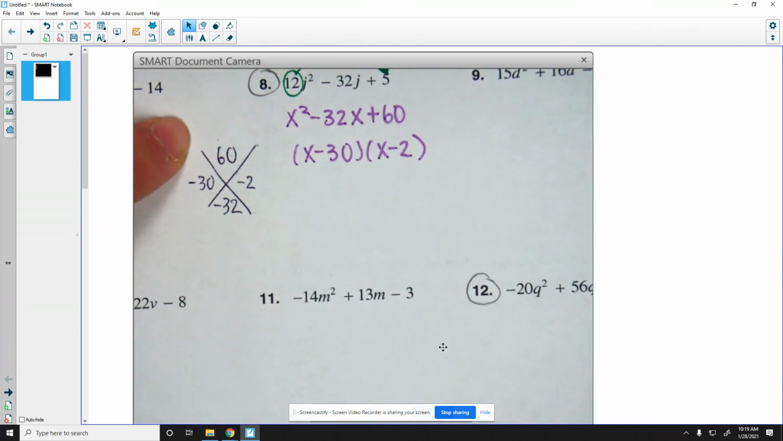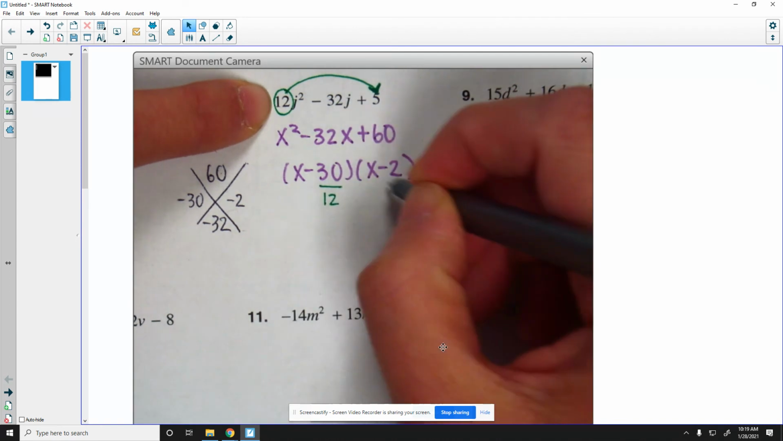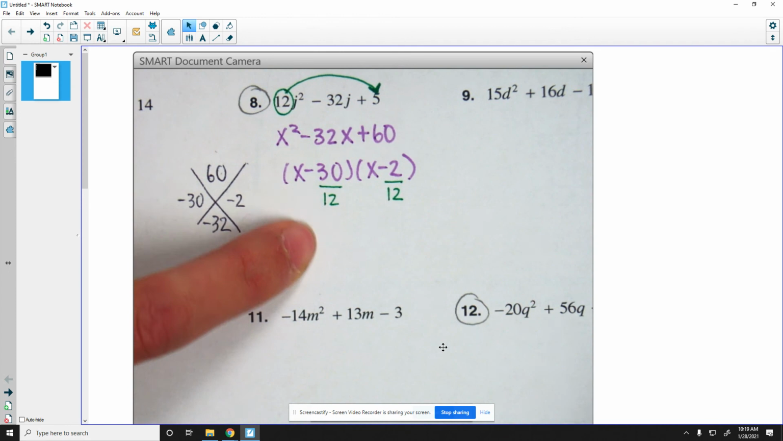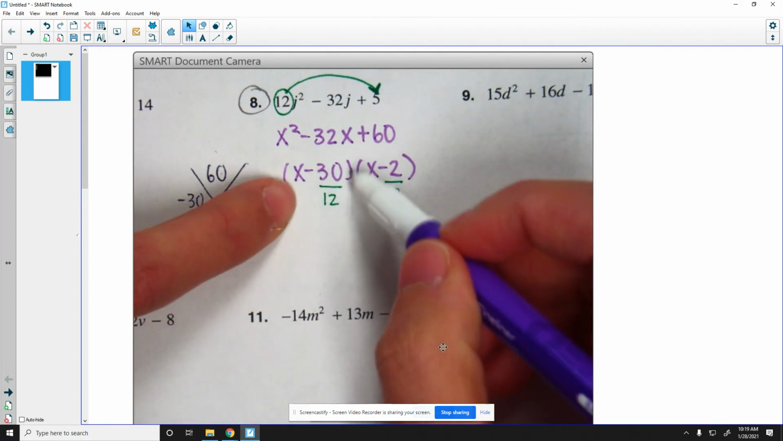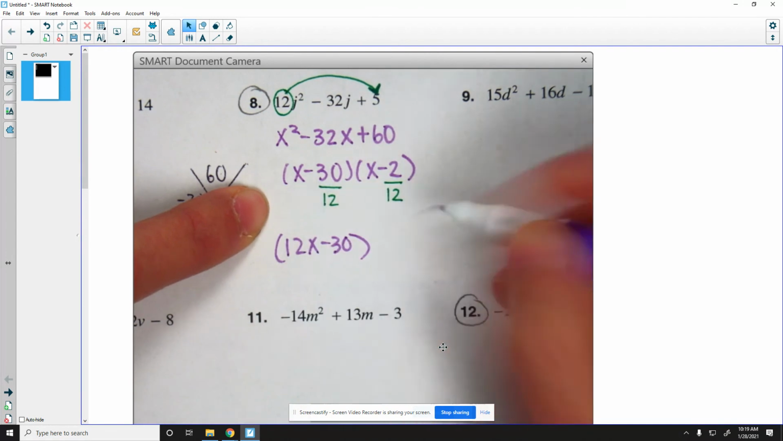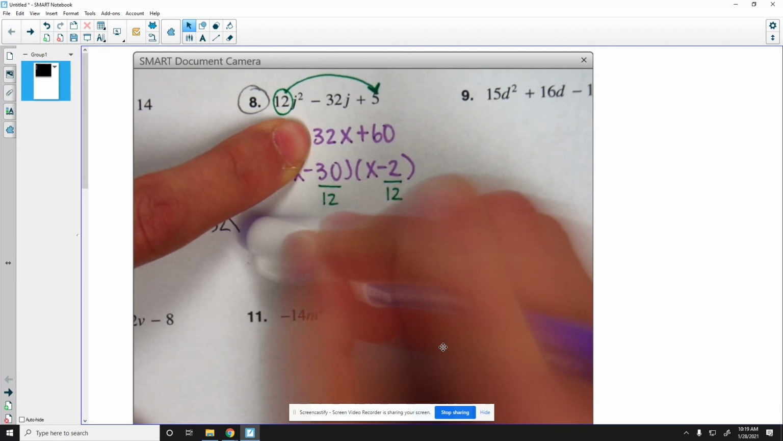Now what? Divide by 12, because remember I multiplied by 12. This is the biggest mistake you guys are going to make. Do not write this down. You guys are going to be like, 30 divided by 12, that's not a whole number, so I'm going to write 12x minus 30. That is wrong, okay? Does anyone remember what I actually have to do first?